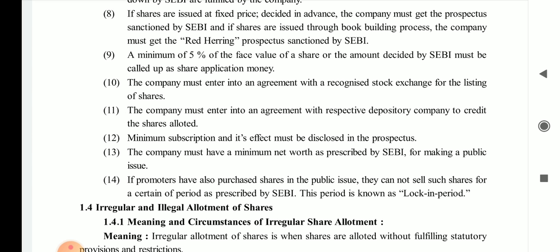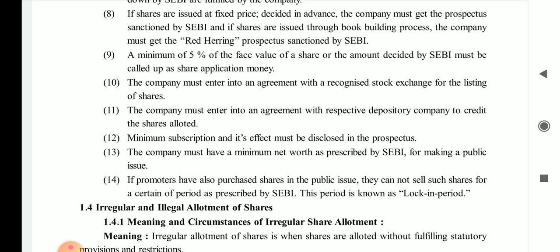A minimum of 5% of the face value of a share, or the amount decided by SEBI, must be called up as share application money. While you are collecting the share money, at that time they have to compulsorily call 5% of the face value. But nowadays, as per the new rules of the Companies Act as well as SEBI guidelines, the whole price should be called up.